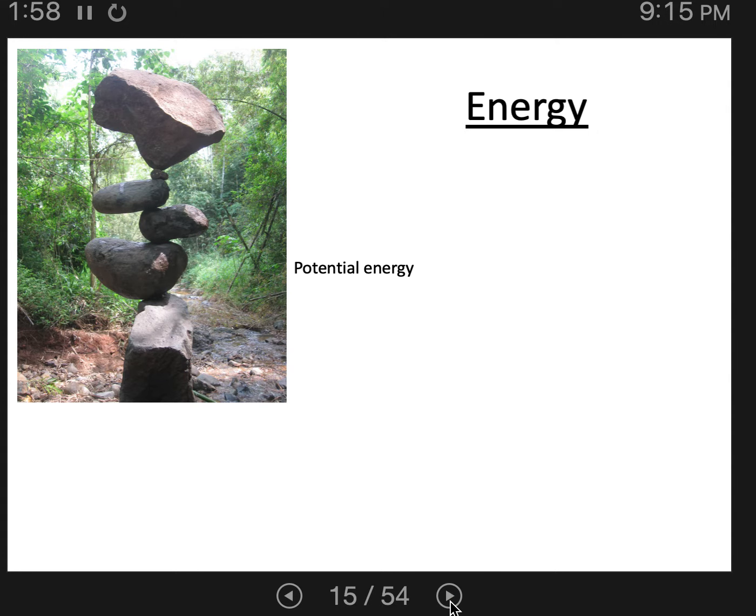So potential energy is a little less intuitive. It's stored energy. And so energy is stored in unstable situations. So potential energy is the energy in unstable situations, such as chemical or electrical gradients.